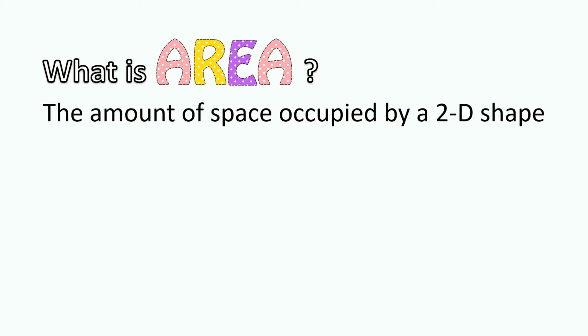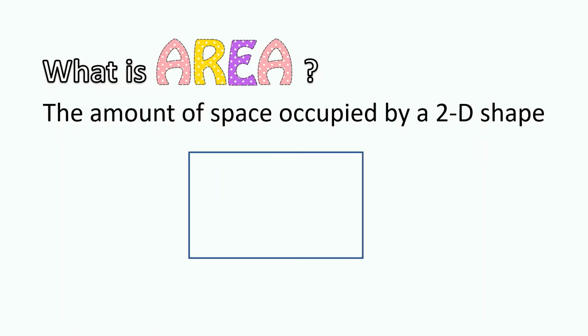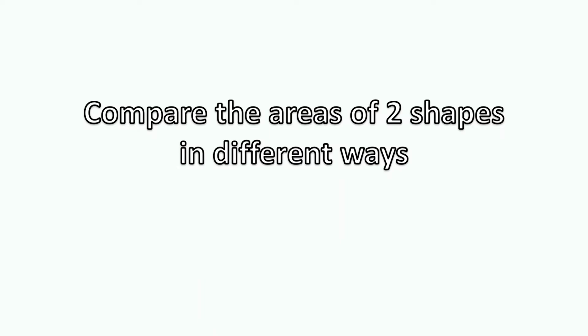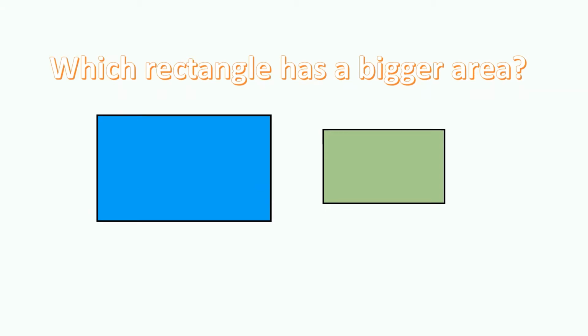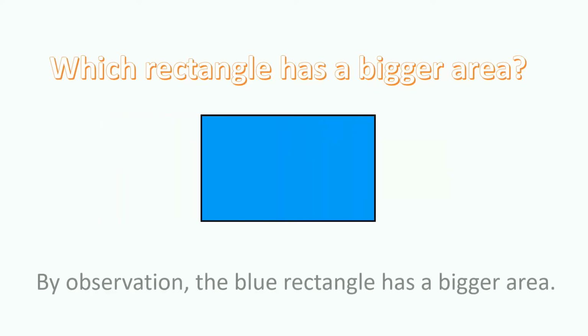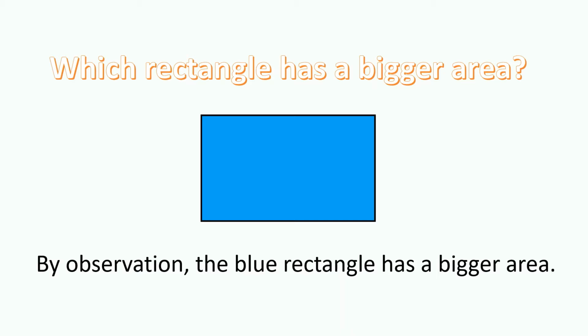What is area? Area is the amount of space occupied by a 2D shape. We can compare the areas of two shapes in different ways. Which rectangle has a bigger area? The blue one or the green one? By observation, the blue rectangle is significantly bigger. The bigger the shape, the bigger the area.